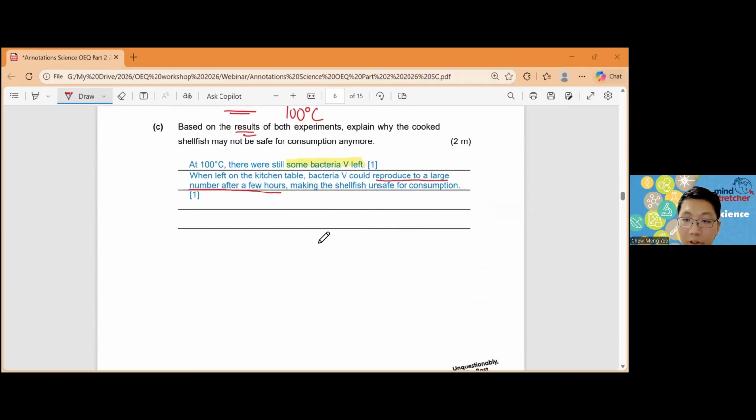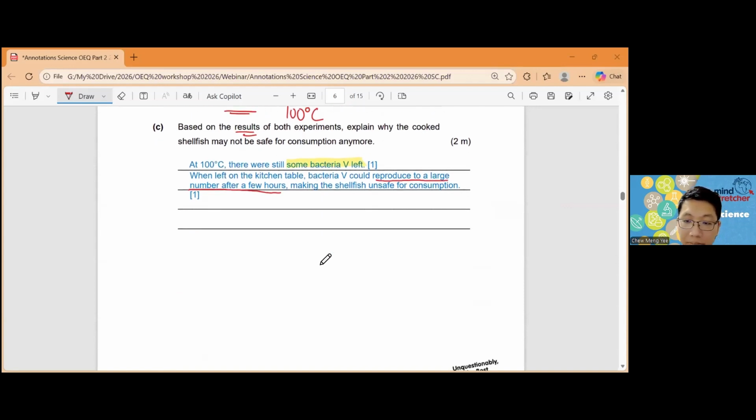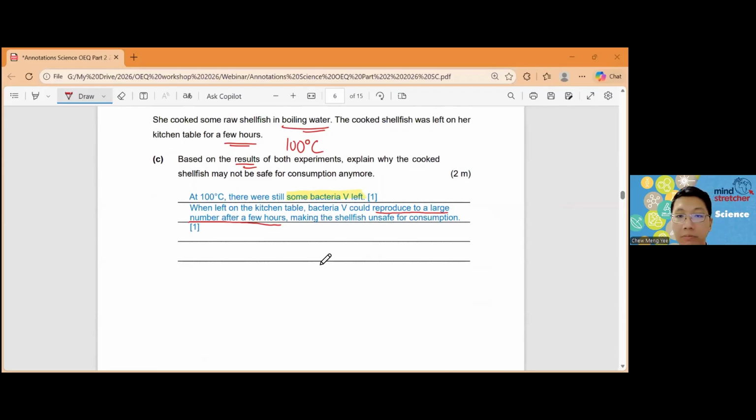Okay, I'm gonna move on. No, bacteria are all microscopic. Can't see them. Okay, let me move on.